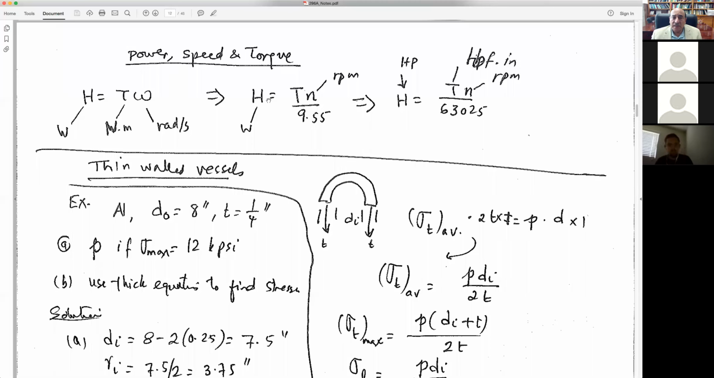So you have a formula H is equal to Tn over 9.55. It's the same thing here, but we just converted radian per second to RPM. Or another more useful formula for the US standard system: if the power is in horsepower, and the torque is usually in pound-inch, and the speed is in RPM, then in this case, you divide by 63,025.